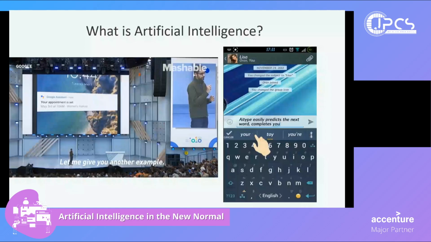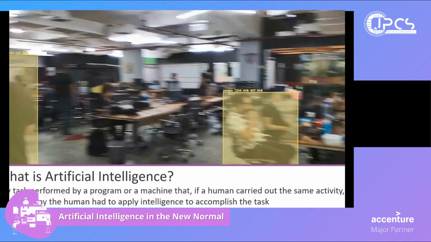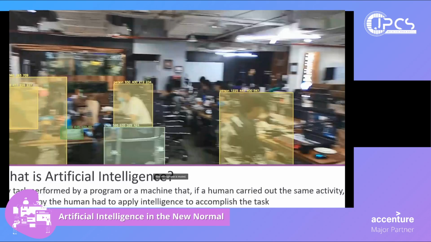For humans, this kind of task is very easy, but for machines, it's really hard because they need to convert the video into an image. Then they need to convert that image into grayscale, and they need to convert that grayscale into numbers. And that is hard.